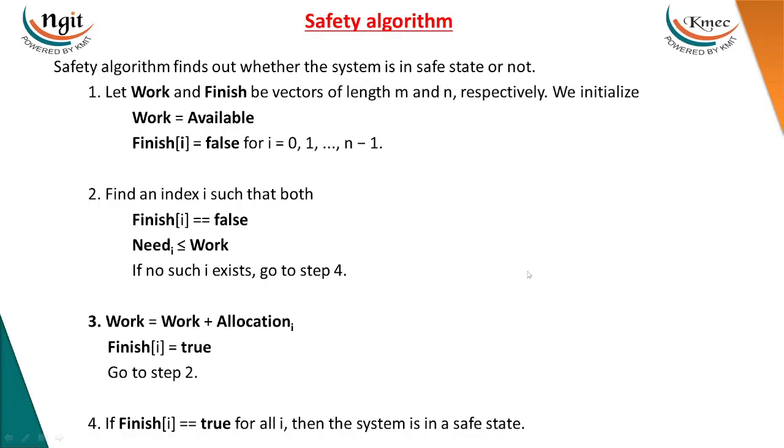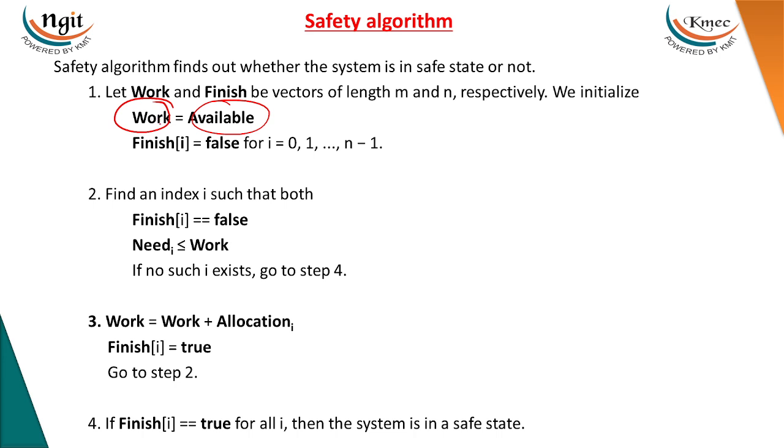Now let's come to the safety algorithm. The safety algorithm works in 4 steps. The first step is the initialization part. In the initialization part, we are not actually allocating the resources. We are checking whether a deadlock may occur or not. That's why we are not disturbing the available matrix. That's the original matrix that we'll keep there, and we'll store the available vector into a temporary vector called work.